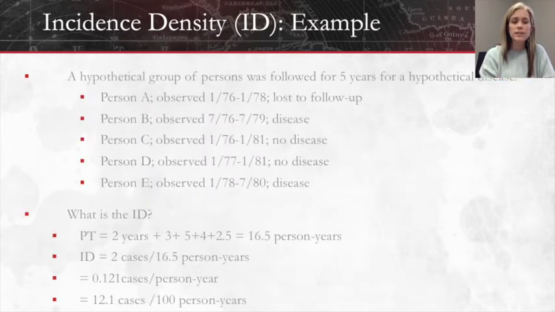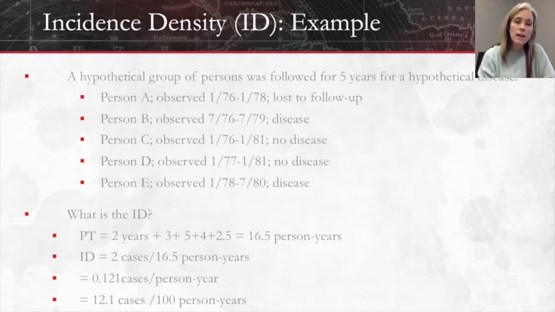So let's look at an example. We have a hypothetical group of persons who were followed for 5 years for a hypothetical disease. So these were 5 people who were followed during varying amounts of time. So you can see somebody joined the study in January of 1976, others joined the study in January of 77 and 78. And then ultimately the study shut down January of 1981, but people contributed different amounts of time.